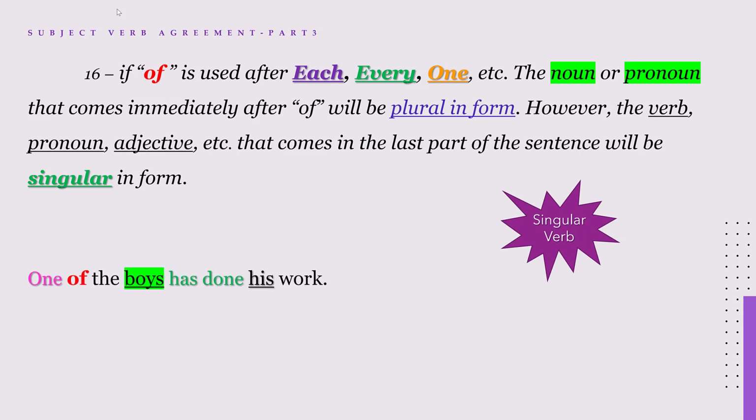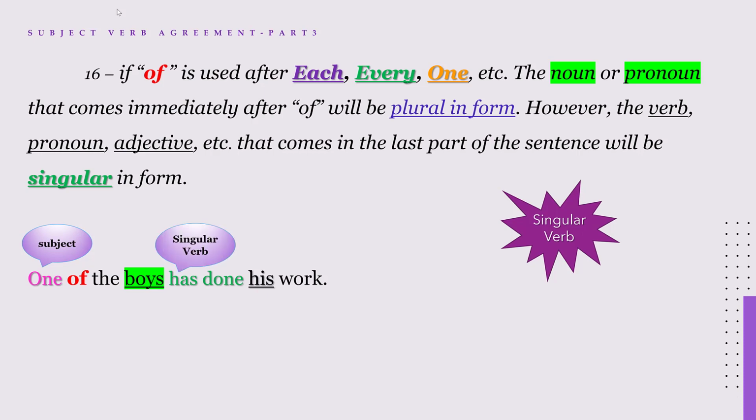One of the boys has done his work. The subject of the sentence is one. Even though boys is plural, the subject one is singular. The verb in the sentence is has done. It's the singular to match the singular subject, which is one.